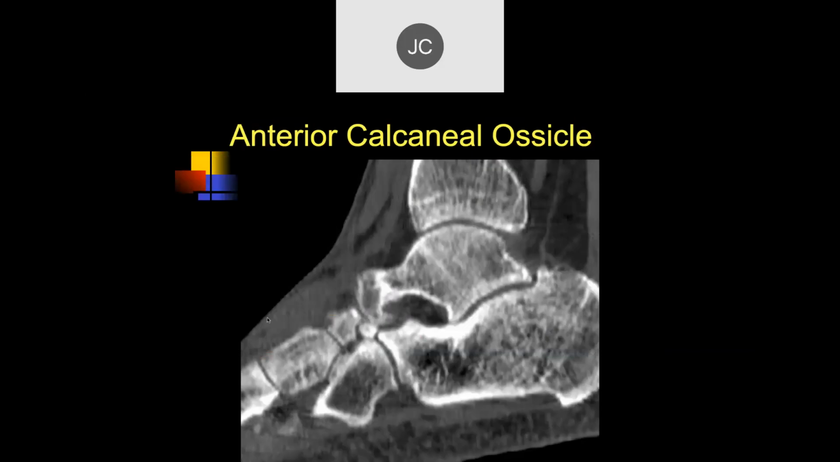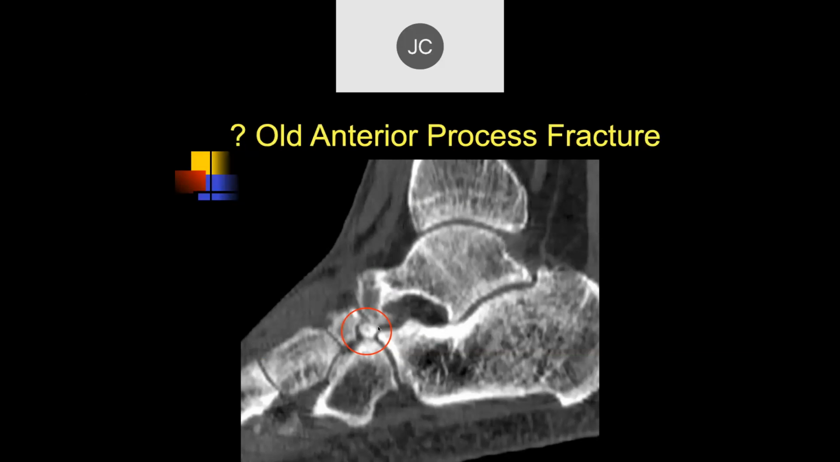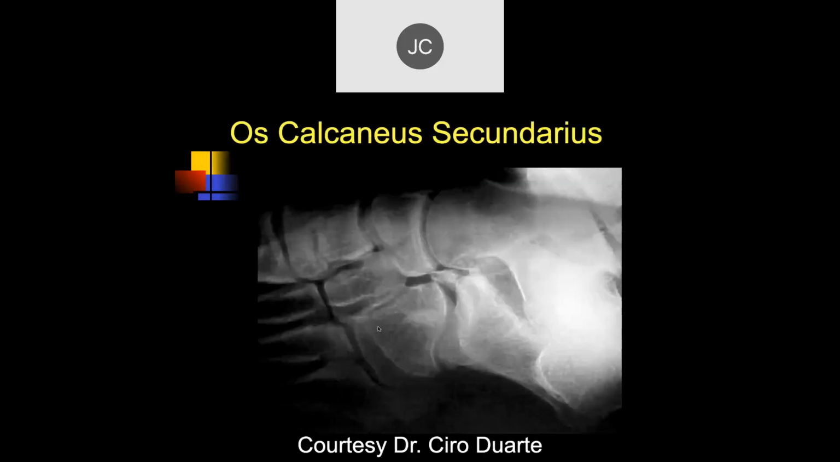Okay. This is a CT scan in a different patient showing the same ossicle. It's also called an os calcaneus secundarius, if you want to memorize a lot of names. And I think most of these are probably old fractures. Here's a plain film showing the same thing.